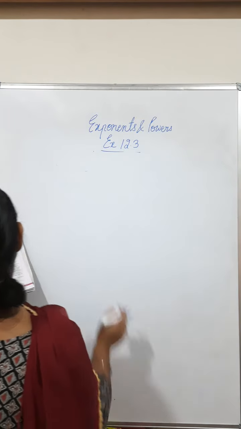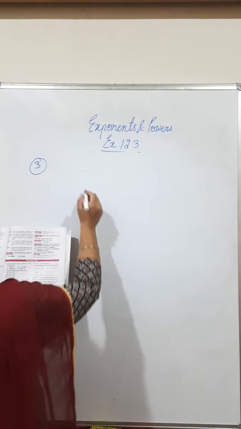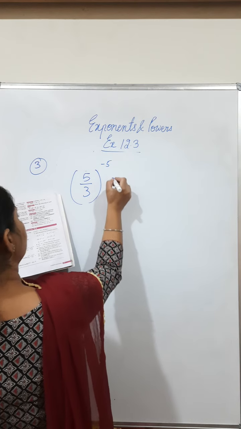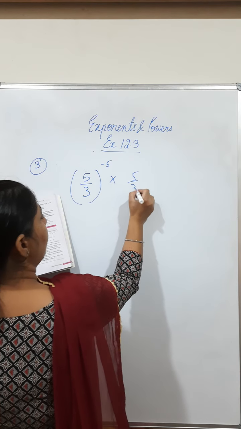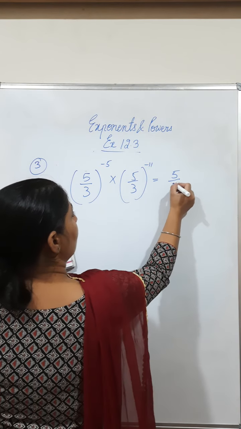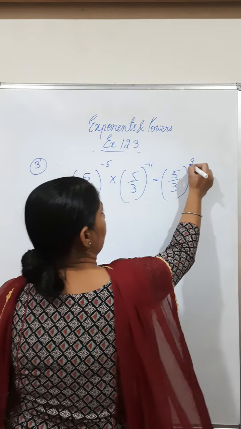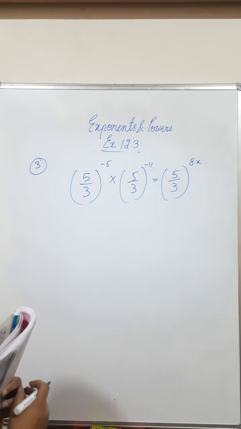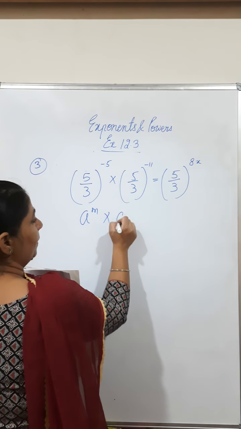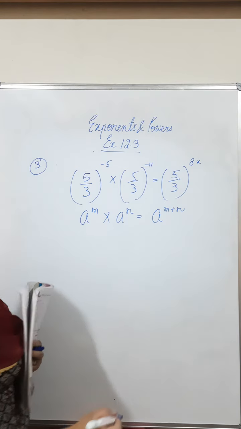In the third question, beta, we have to find the value of x, for which what is given to you? 5 by 3 raised to power minus 5 multiplied by 5 by 3 raised to power minus 11. This is equal to given to you 5 by 3 raised to power of 8x. Now beta, laws of exponent says when the bases are same and there is a multiplication sign, a raised to power m, a raised to power n. What is that equal to? It is equal to a raised to power m plus n.